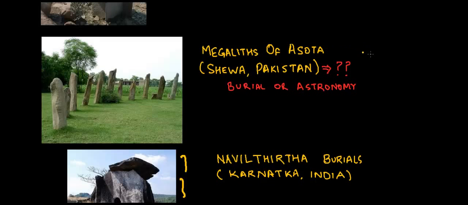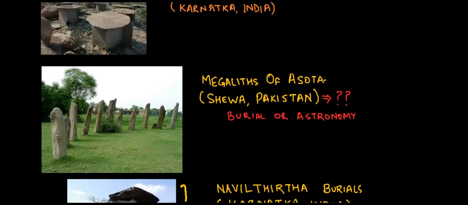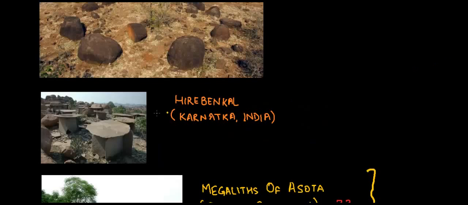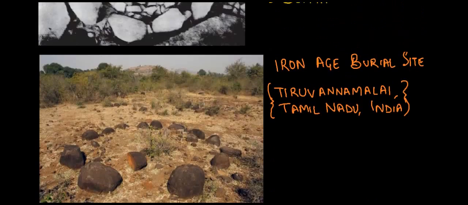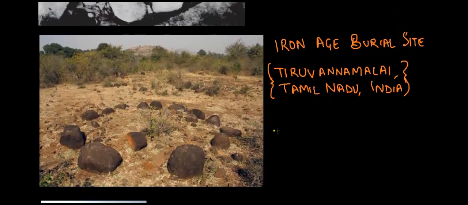Another megalith site that we have found in Pakistan is the megalith of Asota, or it is actually in the Sheva village of Pakistan. Similarly, here we have Hirbankal in Karnataka, India. Again, it's a very big megalithic site. And then we have this Iron Age burial site. Here we can see these circular stones being put, artificially by people, and it's a very old site. Here we see this circular thing. That's actually an Iron Age burial site in Tiruvannamalai, Tamil Nadu. It's actually a district there.